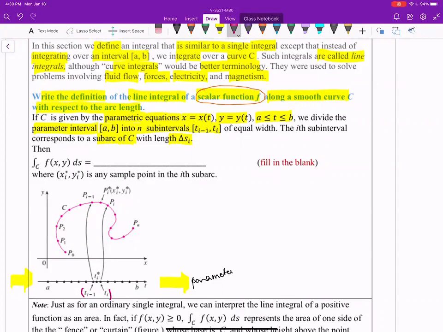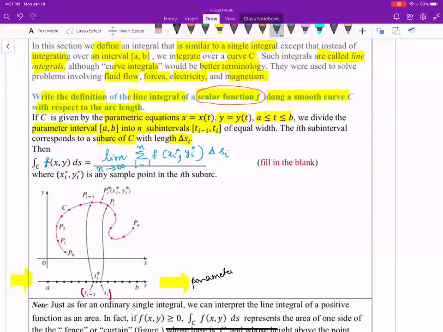Then the line integral over C, f of xy ds, so lowercase f, that's important here, f of xy ds, where ds stands for the arc length. First, we will write it down in terms of a Riemann sum: the limit as n approaches infinity of the sum, i varying from 1 to n, of f of x_i star, y_i star, times delta Si.